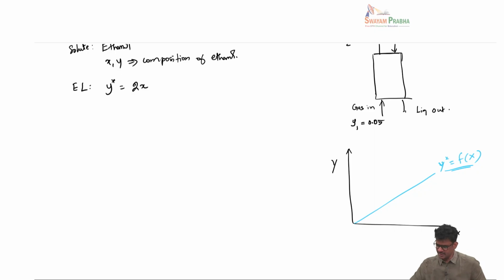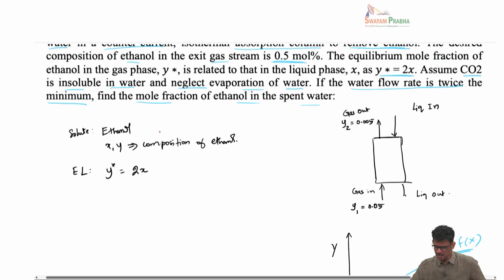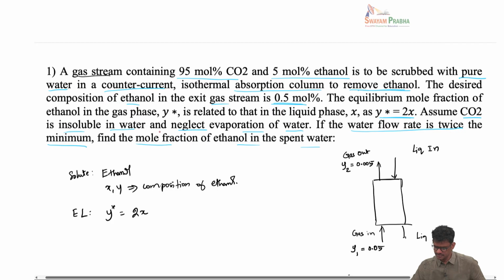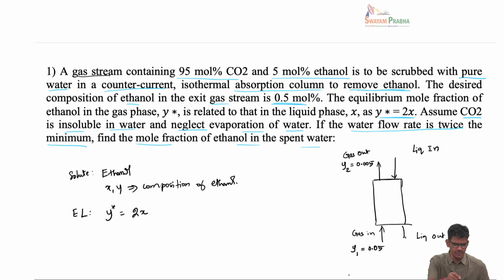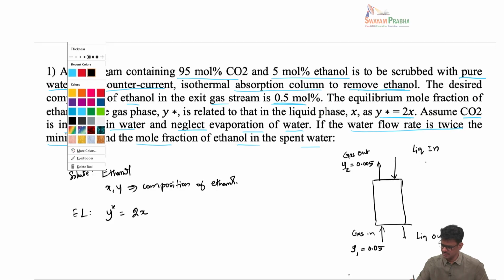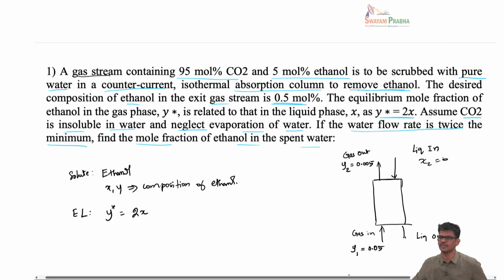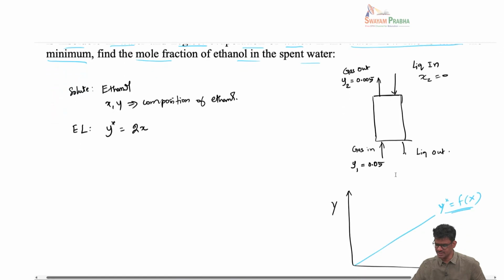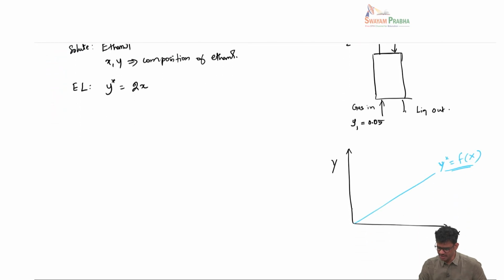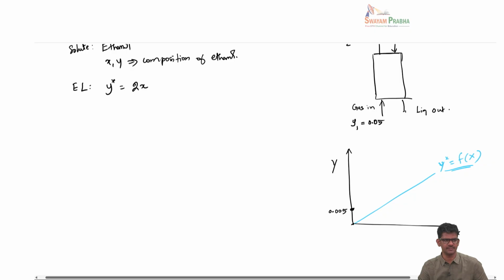So what is given is the water pure? Yes, pure water. Okay, so that means I also know X2 is 0. Okay, as far as absorption column is concerned, this X2 Y2 you can mark it somewhere here. This is 0.005 and X2 is 0. Okay, so this is the one point that we have to meet. The inlet concentration is 0.05.